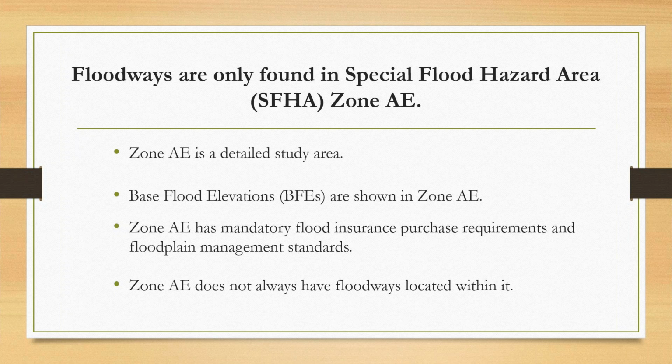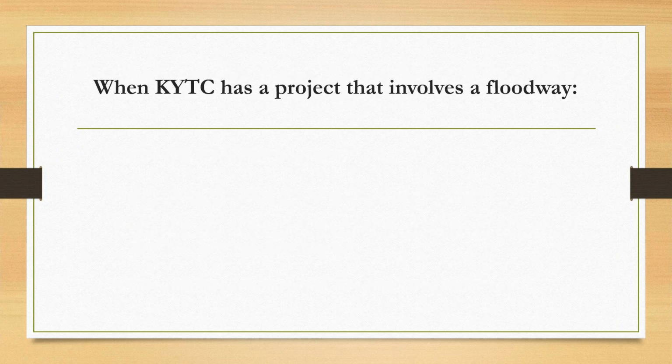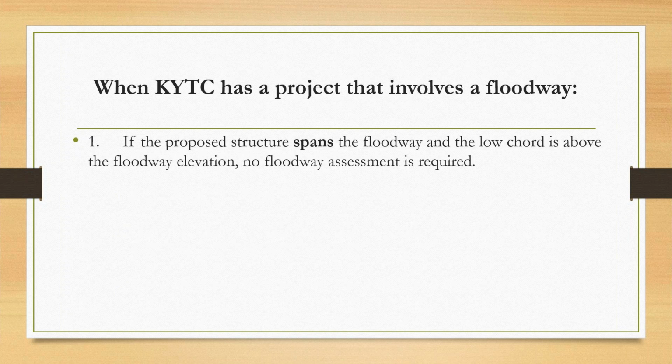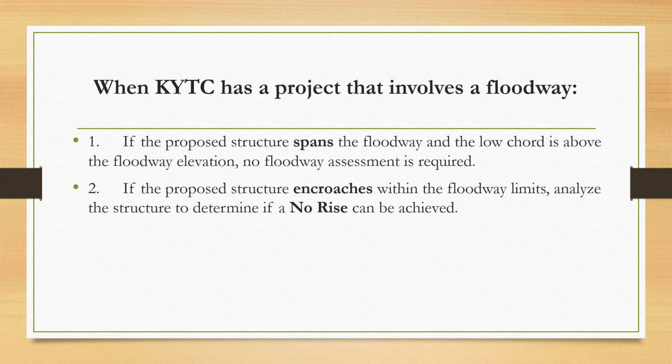All right, Zone AE does not always have a floodway located within it. So if you see a Zone AE and there's not a floodway, that's not uncommon. All right, when it comes to our projects, if we have a project that involves a floodway, what are the options in front of us? Well, if we can make the structure span the floodway, and we can have the low chord above that floodway elevation, then no floodway assessment. So option number one is we're going to span it. We're going to stay out of the floodway, and then everything's good. We don't have to really do anything else.